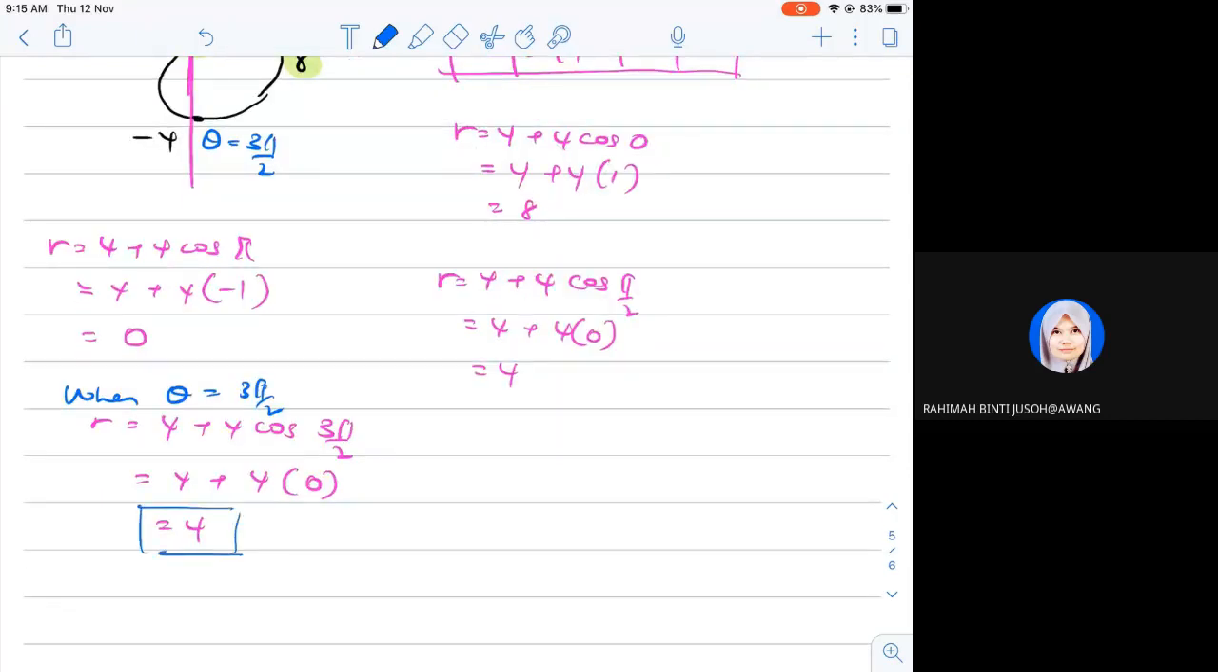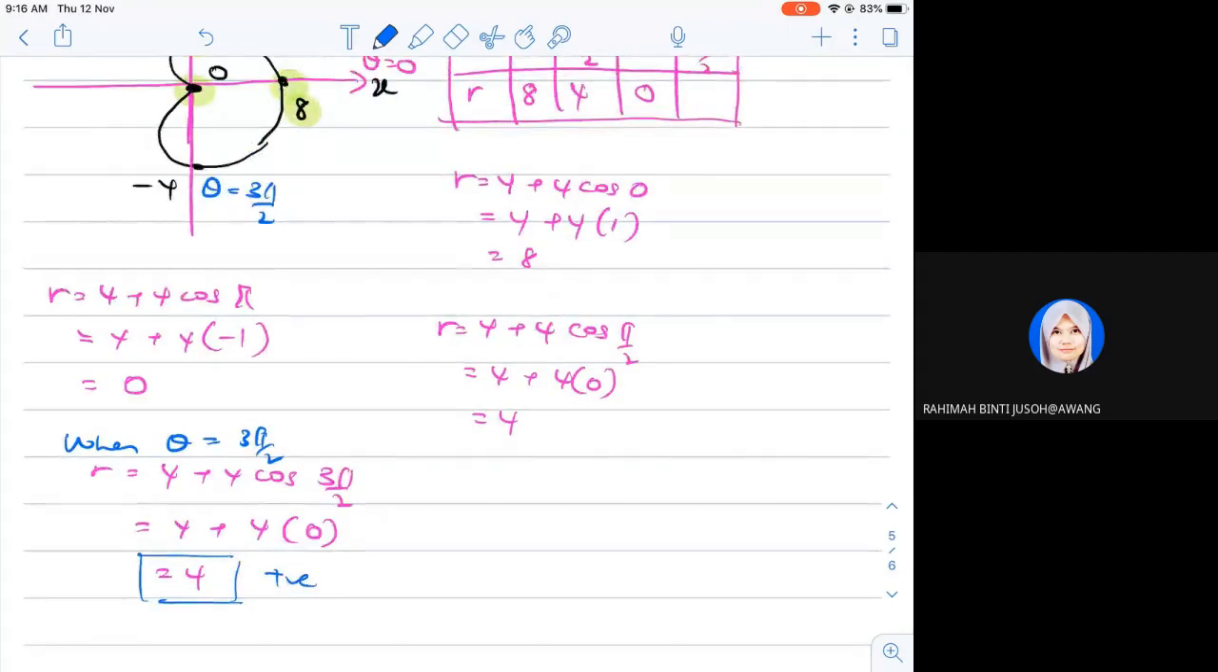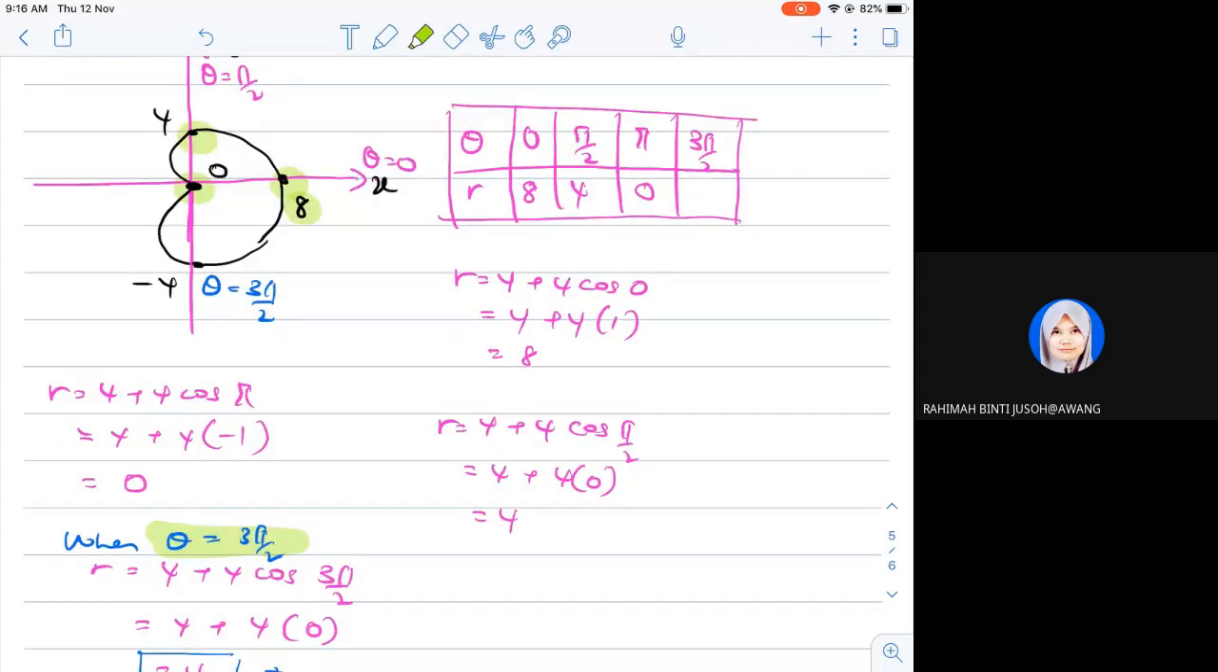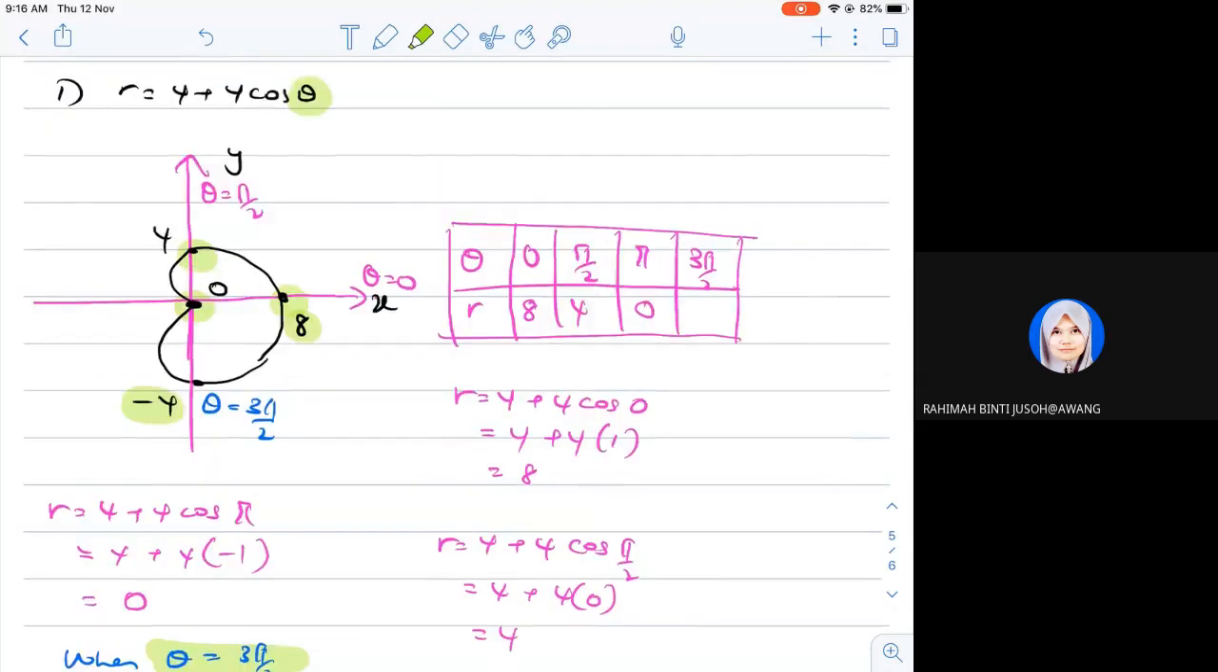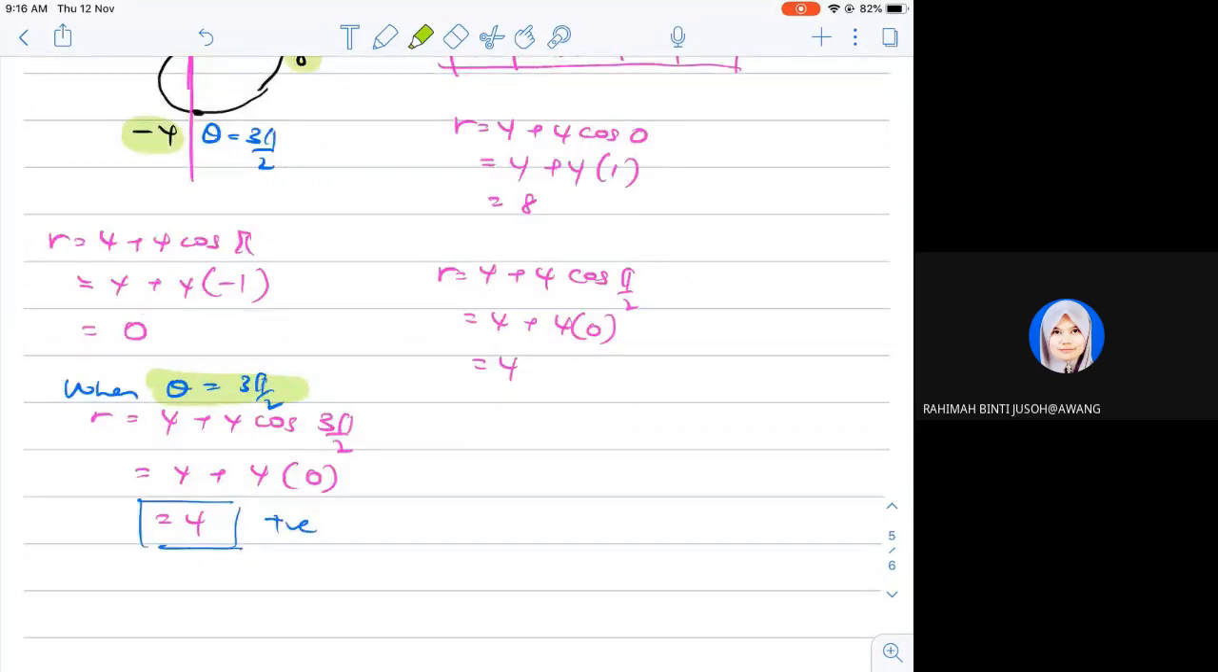radius 4. Radius 4 is positive, right? When we have a positive radius, it belongs to this angle. It is located on theta equals 3 pi over 2. However, in terms of notation, we need to denote it as negative 4. Why negative 4? Because y exists at the lower part, which is negative 4. That's why we put negative 4 here as the coordinate.